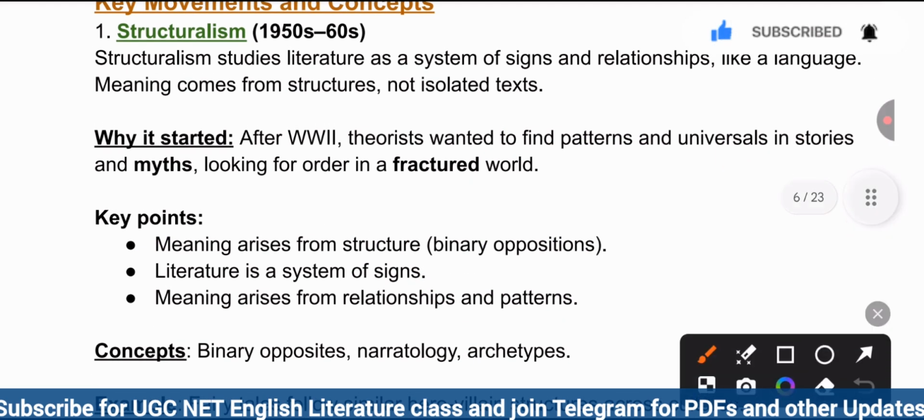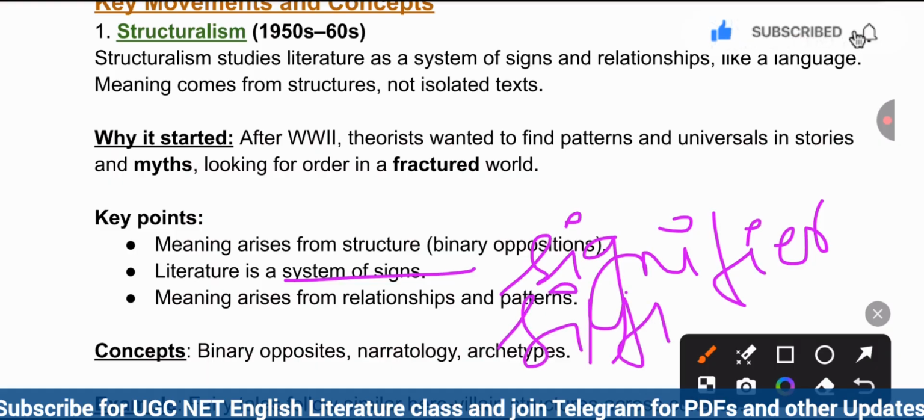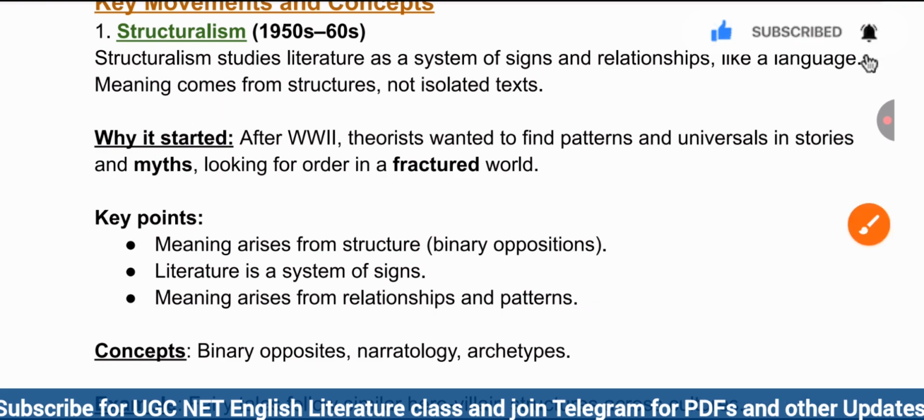Literature is a system of signs. A system of signs means a signifier, how we give a name to an object: signifier and signified, word and object. Then meaning arises from relationship and patterns. What is the pattern of a language and how does it relate to each other? What is the relationship between them? This is what we study in structuralism.